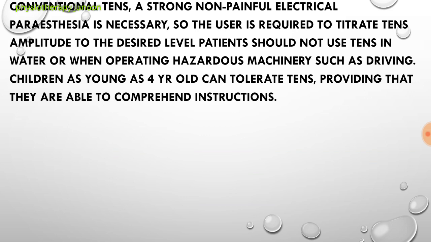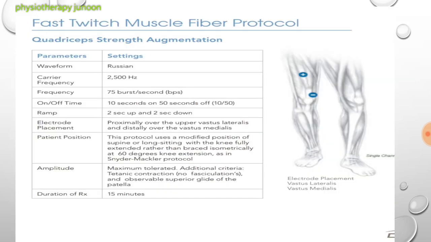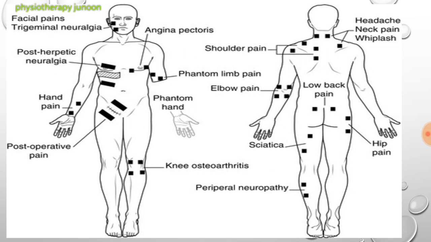In conventional TENS, a strong, non-painful electrical paresthesia is necessary. So the user is required to titrate the TENS amplitude to the desired level. Patients should not use TENS in water or when operating hazardous machinery such as driving. Children as young as 4 years old can tolerate TENS, providing that they are able to comprehend the instructions. And these are some placement areas, how to place.